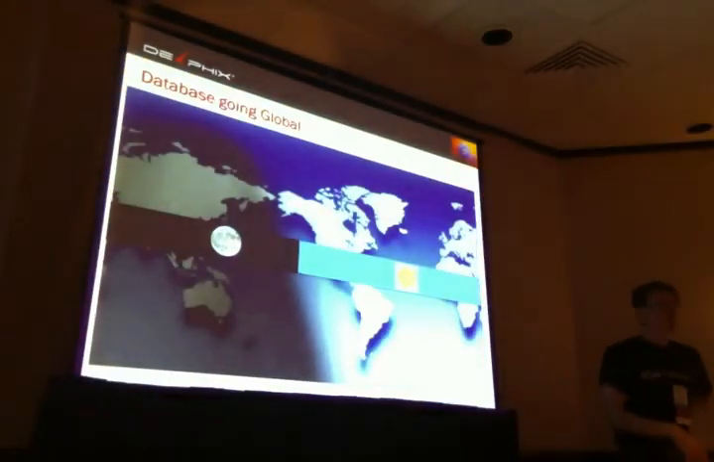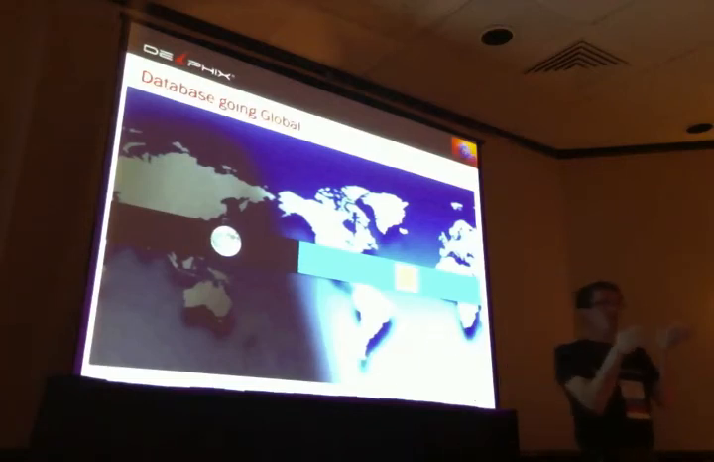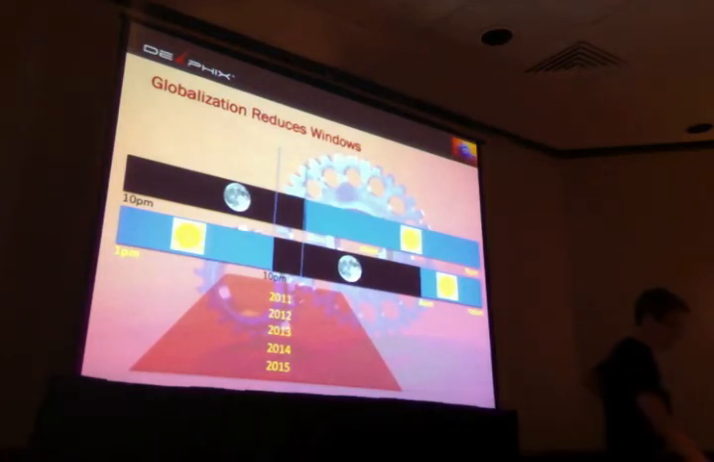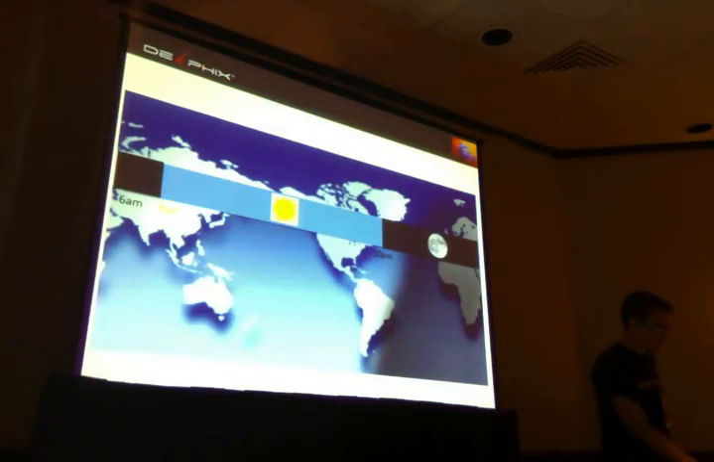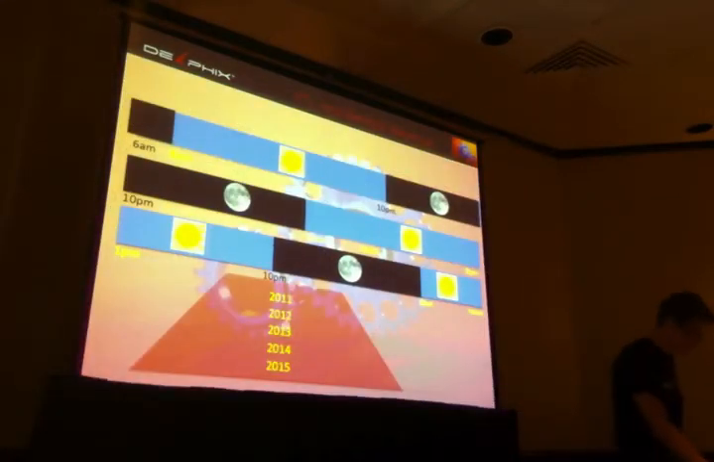Well, what about companies going global? If I'm doing 2 time zones, then my window where nobody's on production becomes very small. How am I going to do my ETLs now? And if I go fully global, what does that mean? That means I don't have any windows. How am I going to do this?